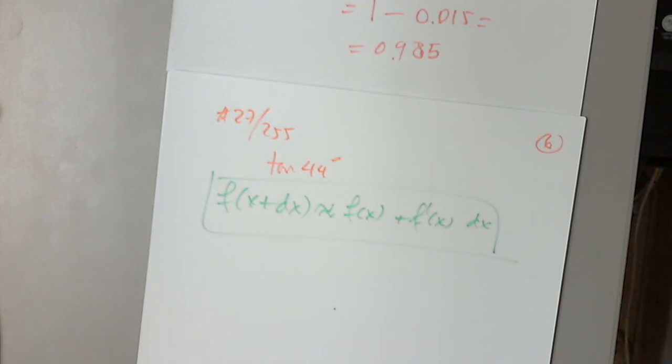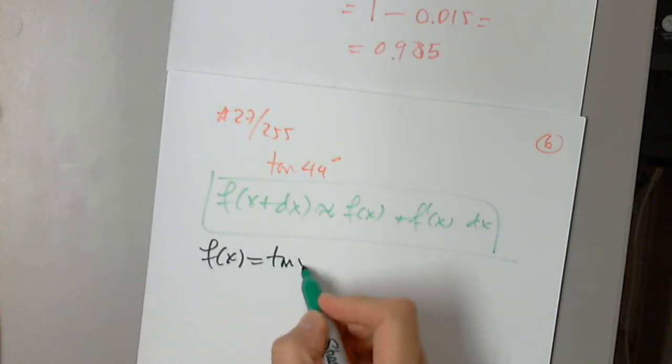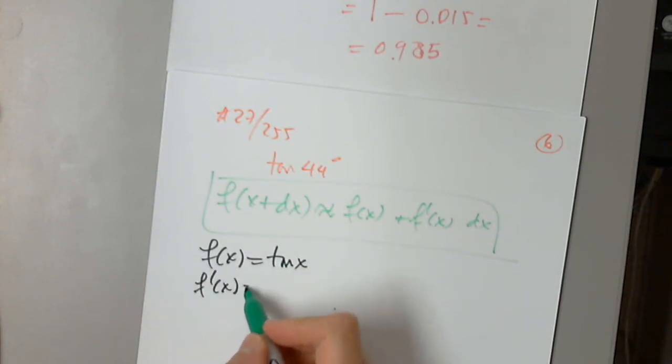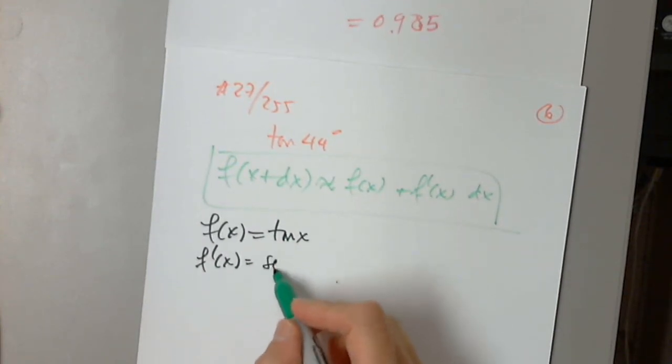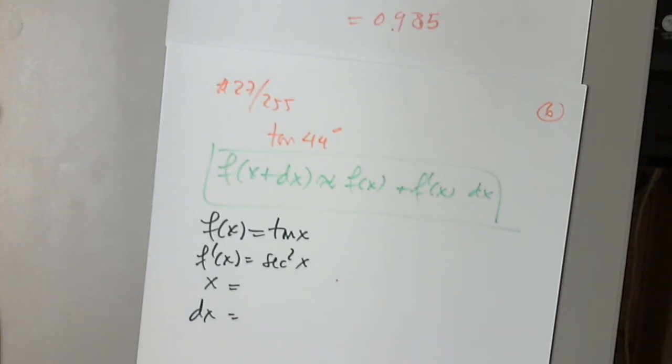So what is f of x in this case? Of course. So f of x is indeed tangent x. What is f prime of x? Secant squared x. Now I need x and dx, and I'm done.